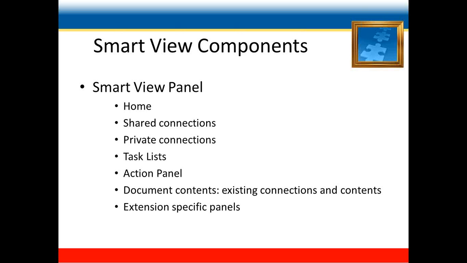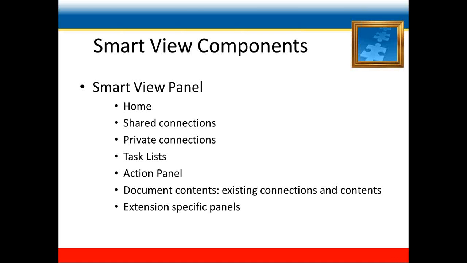The SmartView component contains a very important SmartView panel from which we actually operate all the SmartView connections. We can see a home button from where we can access connections such as shared and private. Shared connections will show the shared connection URL that we connect with, while the private connections button will enable us to be presented with all the private connection URLs that we might have with us.